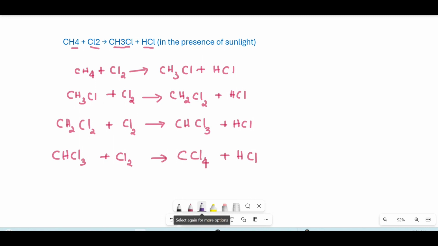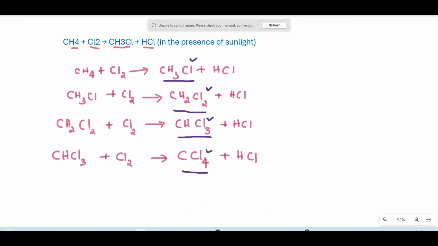So look at these reactions, a variety of products formed. Here only one hydrogen is replaced. Here two hydrogens are replaced. Here the third hydrogen is replaced. Here the fourth hydrogen is replaced. So in the last reaction, all the four hydrogen atoms are replaced by chlorine atoms. The last one we call carbon tetrachloride, and this product is chloroform. This is dichloromethane and this one is monochloromethane or methyl chloride.